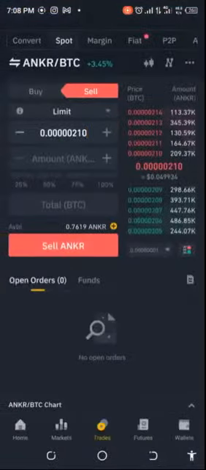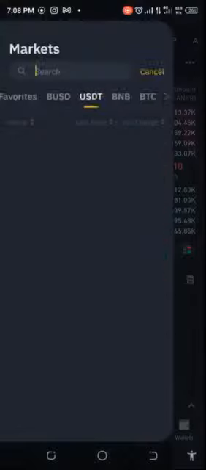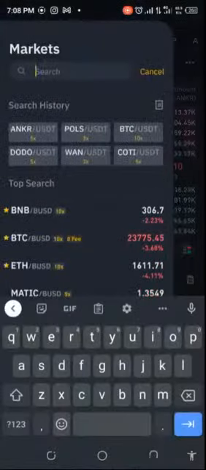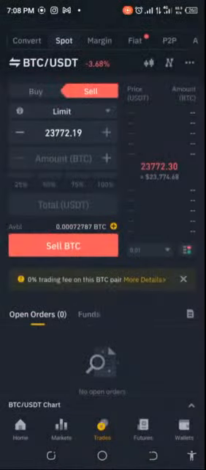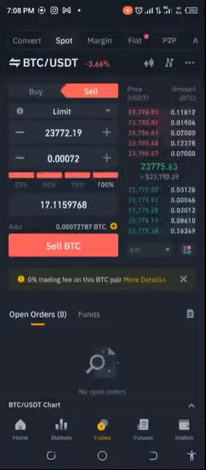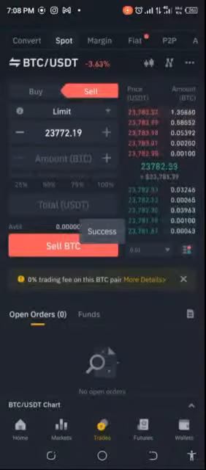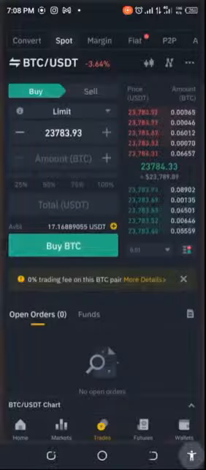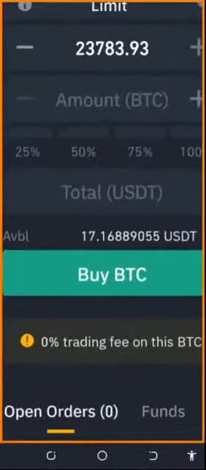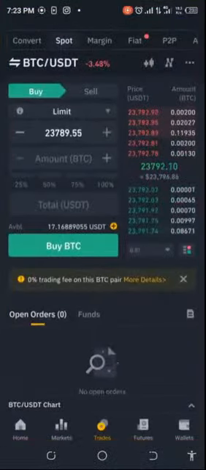But let's go ahead and just quickly do this. We're going to BTC and USDT, and all we want to do now is sell everything. Okay, let's go ahead and see this. 1, 2, go. All right, so it's sold. Let's go back and see how much we have. Okay, we actually made a profit.